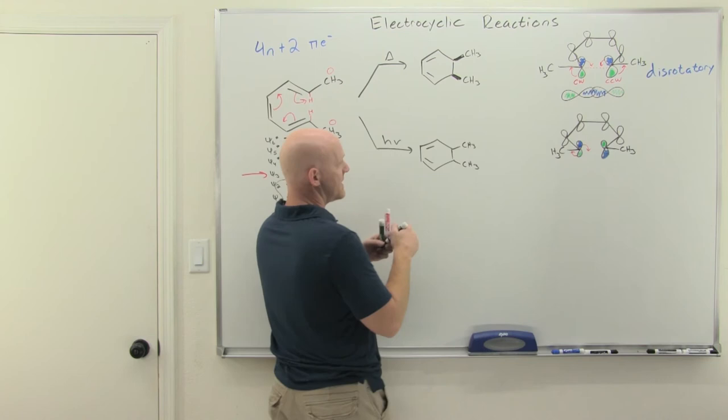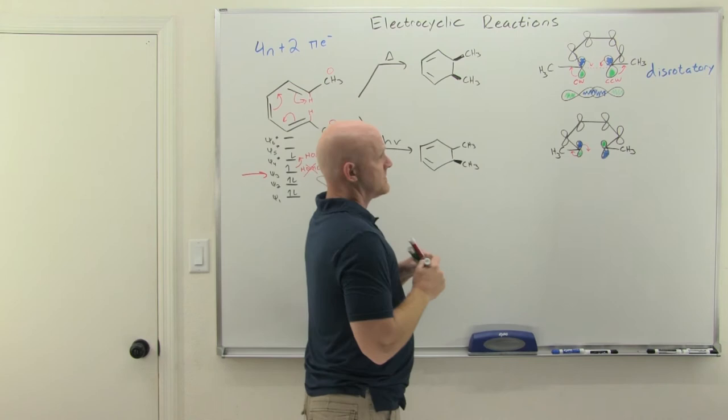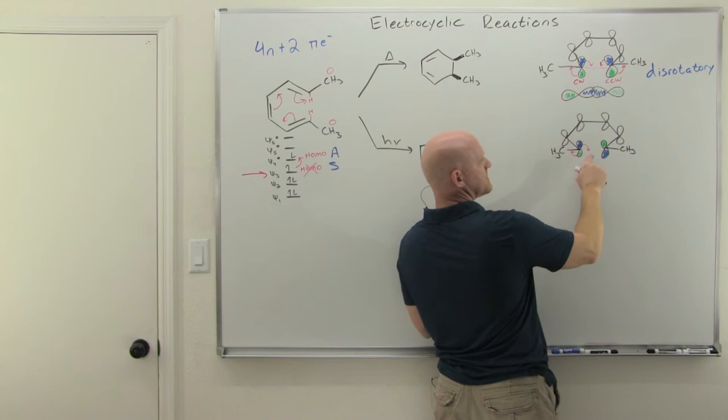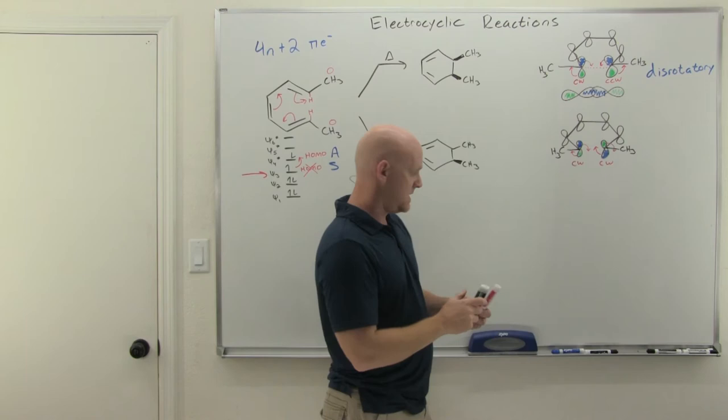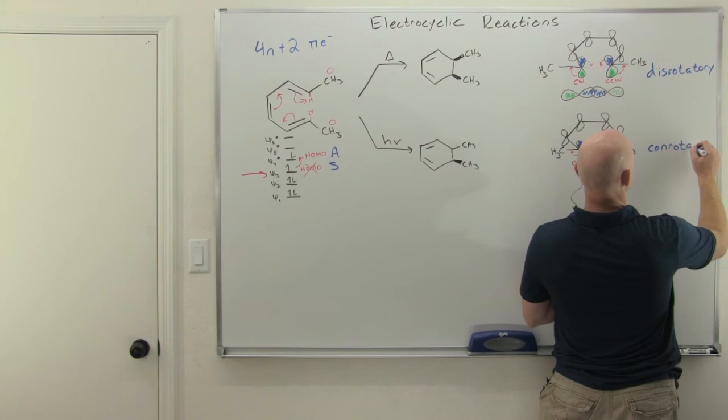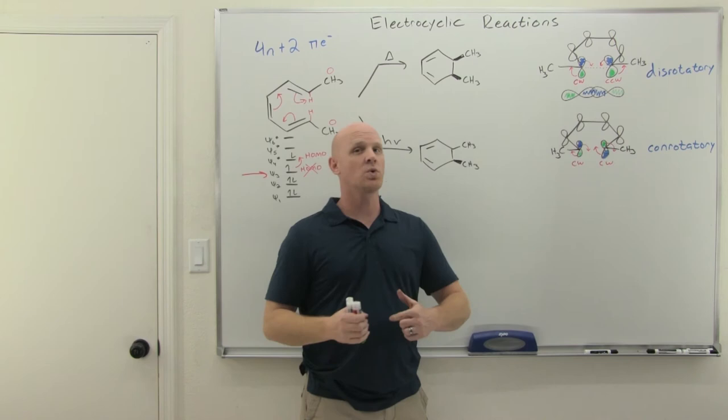And so I can see that it's possible for it to get a wedged position. But on the other side here, I can see that if the blue region is going to be facing the middle, we're forming the new sigma bond, then to get the blue region on this one facing that same place, I'll need to rotate this one also clockwise. So now they're both clockwise, which means this is not disrotatory, this is conrotatory. And so now it's conrotatory that would be allowed and disrotatory that would be forbidden.